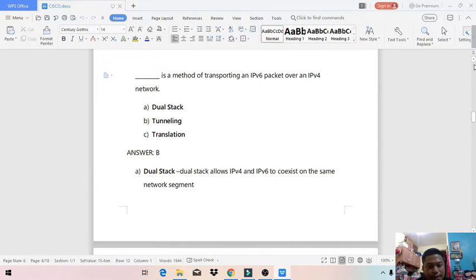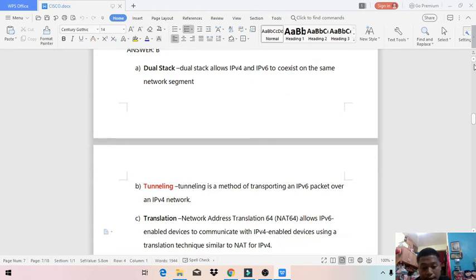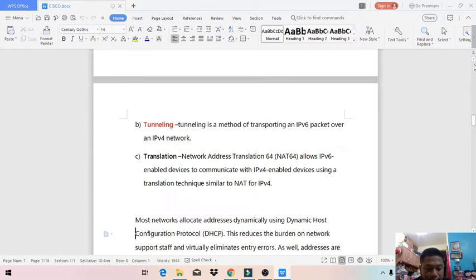So the next question is: blank is transporting an IPv6 packet over an IPv4 network. The correct answer is letter B, tunneling. Because tunneling is a method of transporting an IPv6 packet over an IPv4 network, while dual stack and translation allow IPv6-enabled devices to communicate with IPv4-enabled devices using a translation technique similar to NAT for IPv4. So the correct answer is letter B, tunneling.